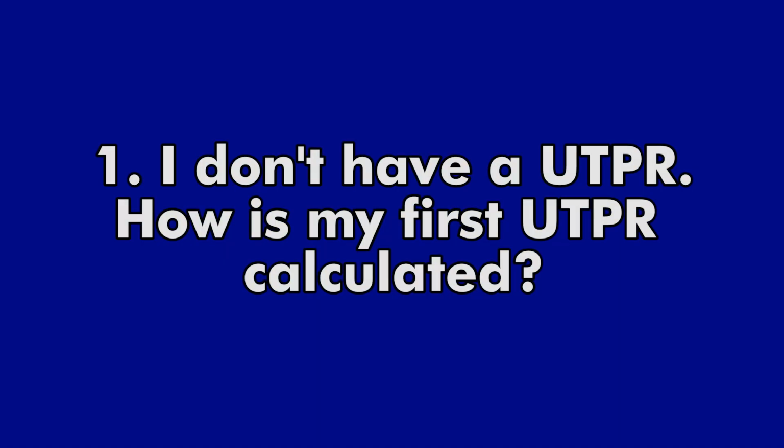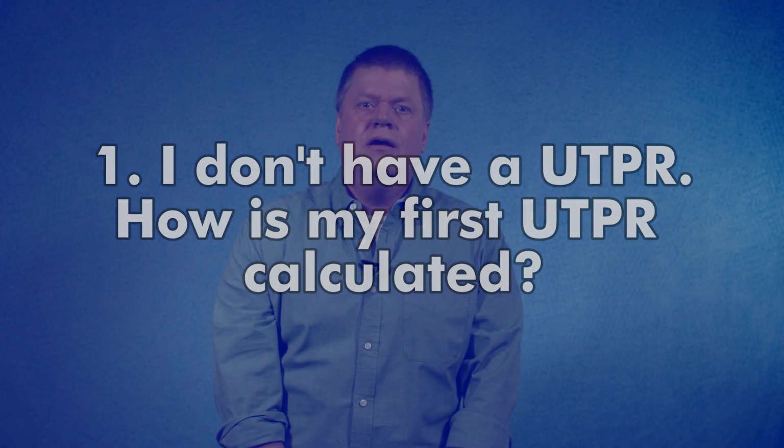I don't have a UTPR. How is my first UTPR calculated? First, you can get your initial UTPR by playing in your first qualified tournament. You will enter into the event and you'll start playing. And your UTPR will be initialized at the average of the other players within your event. That will be your starting 4-digit UTPR.